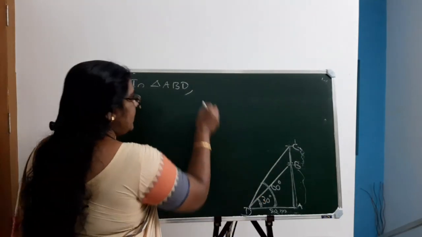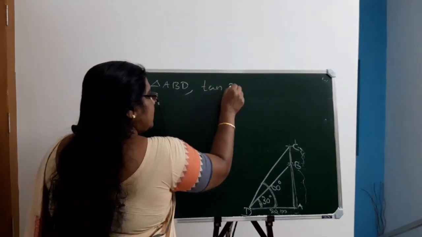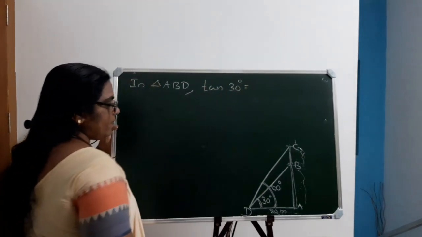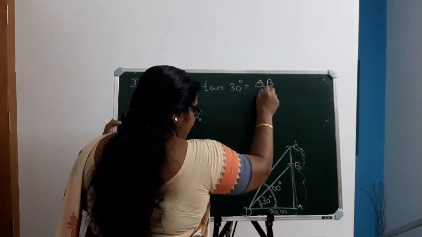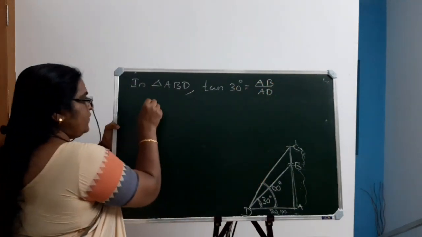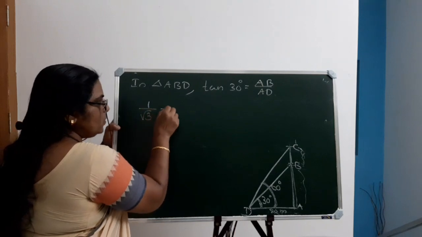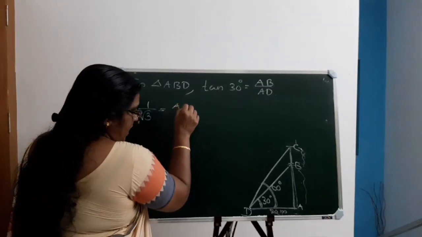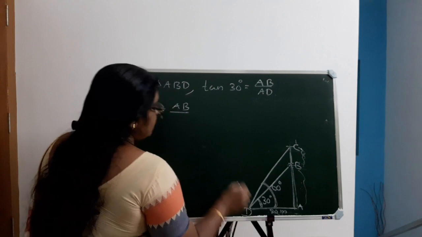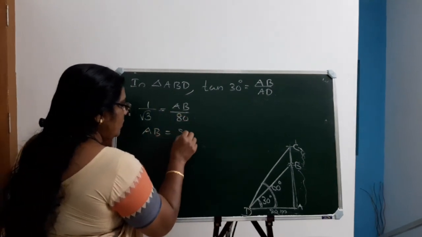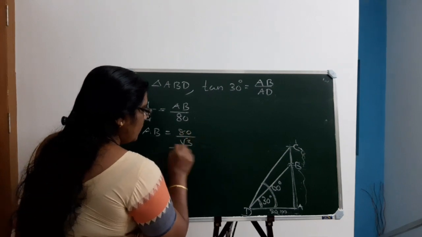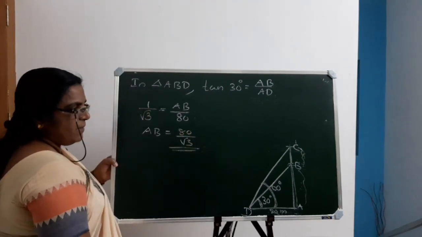Tan 30 degrees is equal to perpendicular AB by AD. We know tan 30 is 1 by root 3, which is equal to AB by AD, and AD is 80 meters. Therefore, AB is equal to 80 divided by root 3.